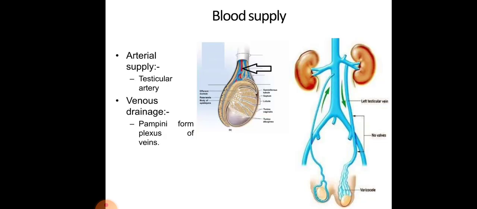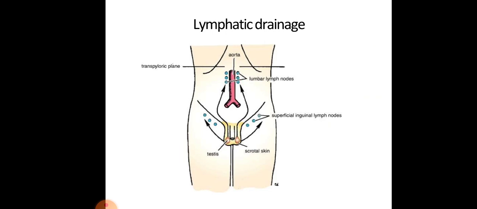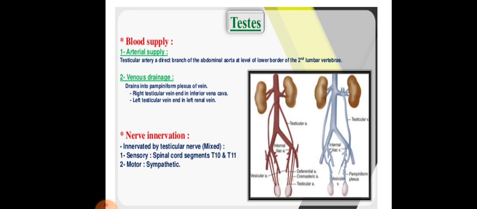Then the blood supply is via the testicular artery. Venous drainage is from the pampiniform plexus of veins. Then the lymphatic drainage of the testis drains into the para-aortic group of lymph nodes at the lumbar level, that is L1, L2 levels. Then the testis is innervated by sympathetic innervation, which is sensory, from the T10 to T11 spinal nerves, and it is also motor to it.